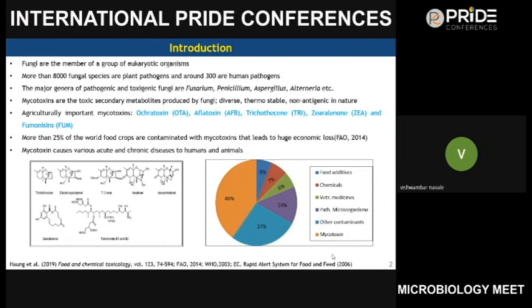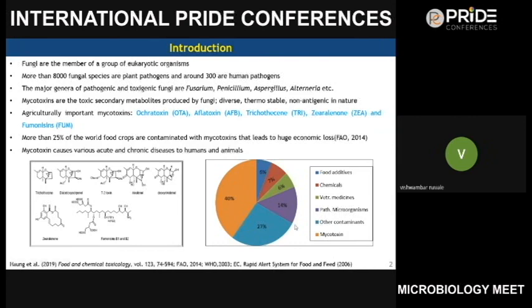If you consider agriculturally important mycotoxins, like ochratoxin produced by Penicillium and Aspergillus, aflatoxin, well known, produced by the Aspergillus genus, then trichothecene, zearalenone, and fumonisin are particularly produced by the Fusarium genus. According to the Food and Agriculture Organization, more than 25% of world food crops are contaminated with mycotoxins, and these mycotoxins cause various acute and chronic diseases in humans and animals.